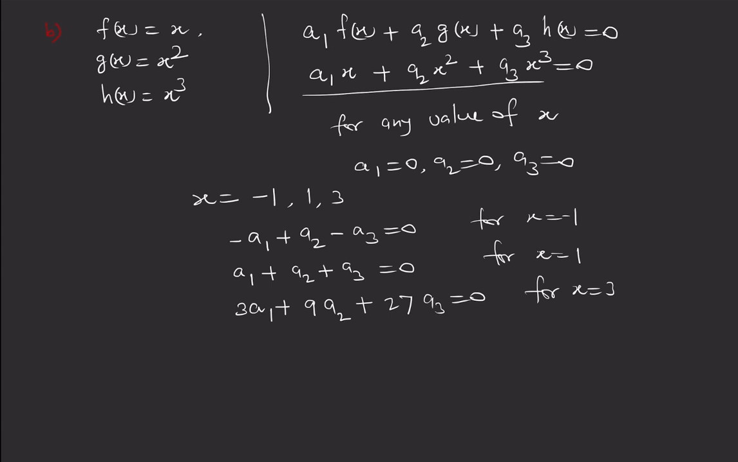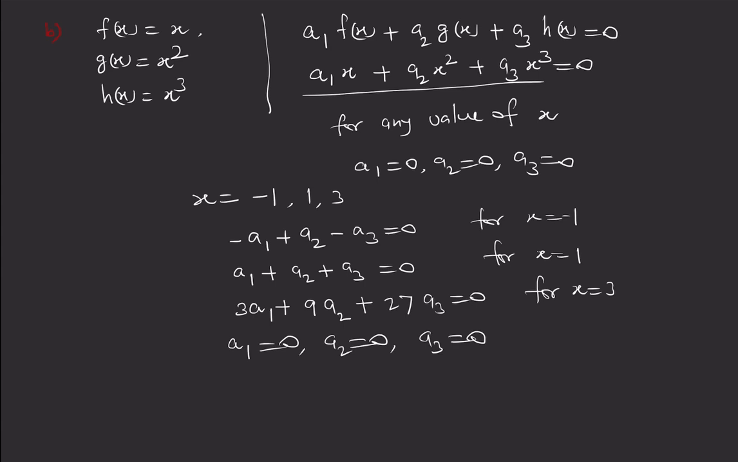So we are having three equations for different values of x, and all these three equations are giving the values a1 is equal to 0, a2 is equal to 0, a3 is equal to 0. Because you can see that the addition of components of these equations will be 0 only when they separately become 0.